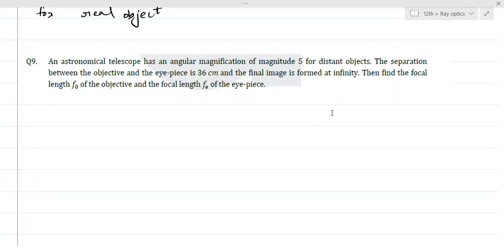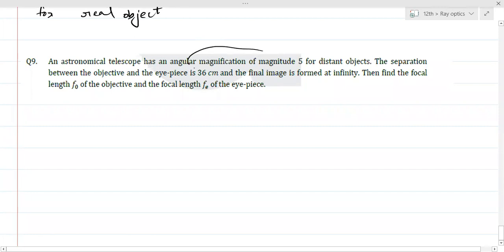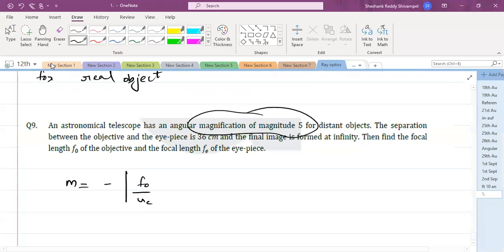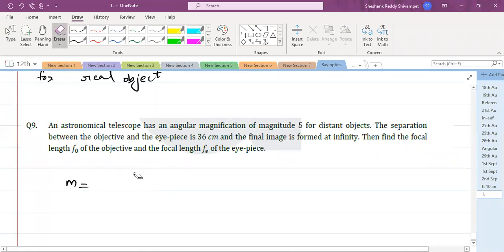So here, ध्यान से देखो. Angular magnification of magnitude 5. Normal telescope मतलब magnification क्या हो जाएगा? It would be minus f naught upon UE. Let's just give it as 5. So we will only go with the magnitude part. So I just go with mod of f naught by UE.